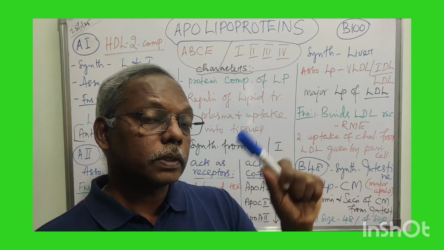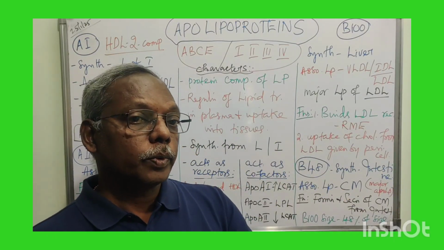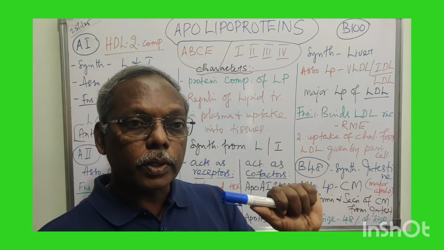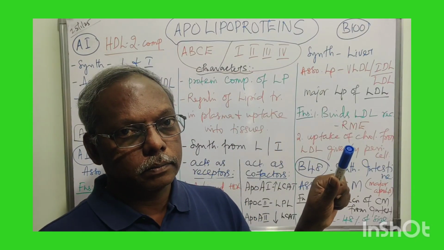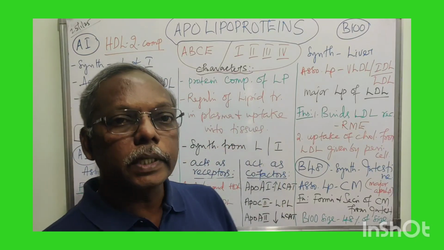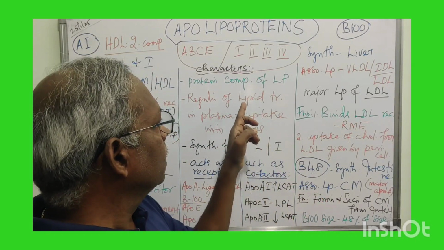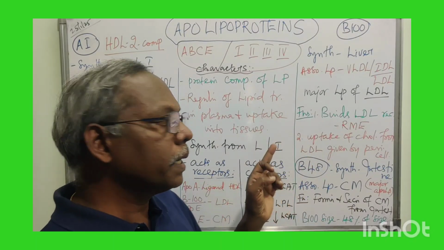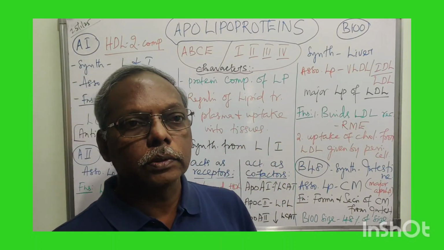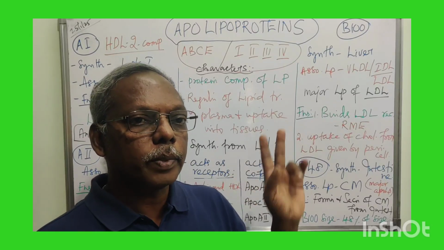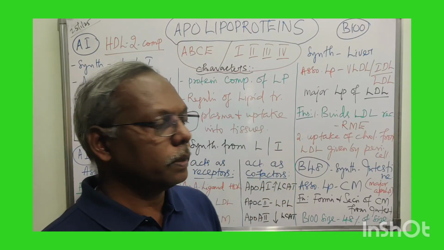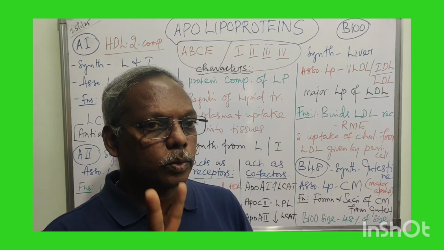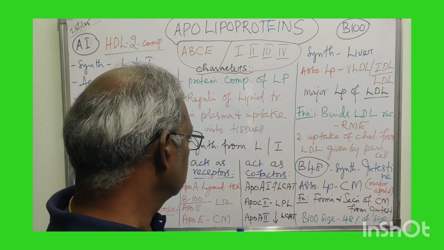Don't get confused between lipoprotein and apolipoprotein. Apolipoprotein is totally different. It is a protein component of lipoprotein, right? Second, it regulates lipid transportation in plasma as well as uptake by tissues. These two roles are done by apolipoprotein. It is usually synthesized from liver and intestine. Only two organs for apolipoproteins, mostly liver.